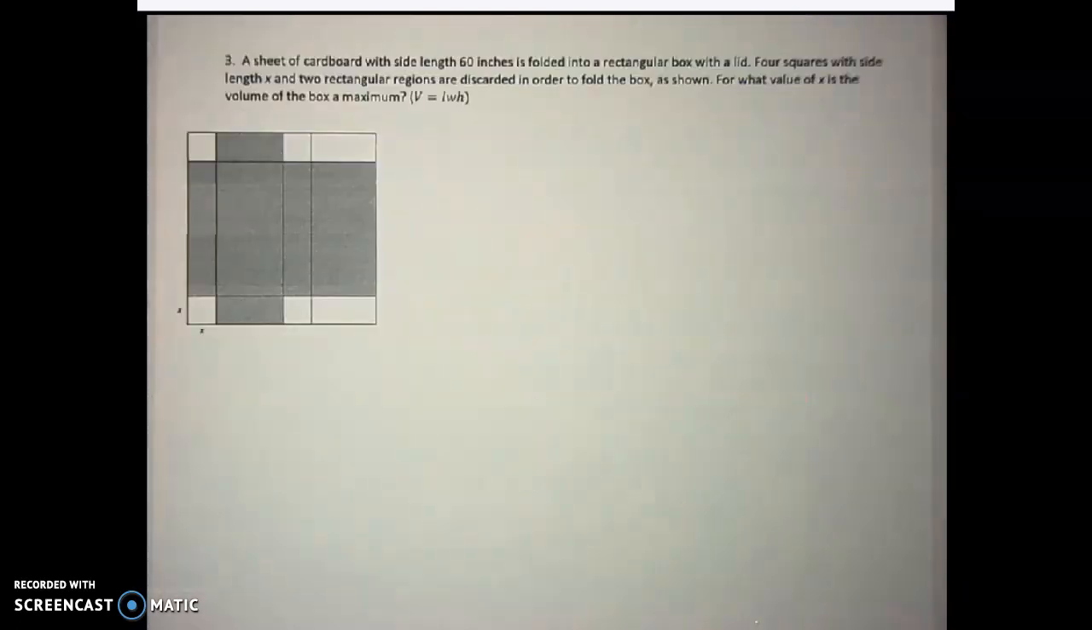And the last problem: a sheet of cardboard with side lengths of 60 inches is folded into a rectangular box with a lid. 4 squares with a side length x and 2 rectangular regions are discarded in order to fold the box as shown. So I'm going to go ahead and label all the parts of my box because it's going to be a length, width, and height deal. I need to know where's my length, where's my width, where's my height.